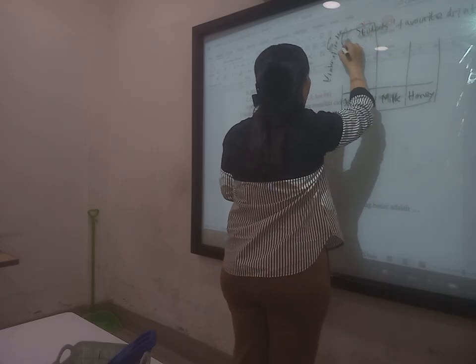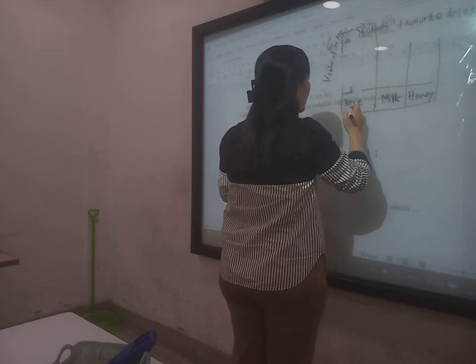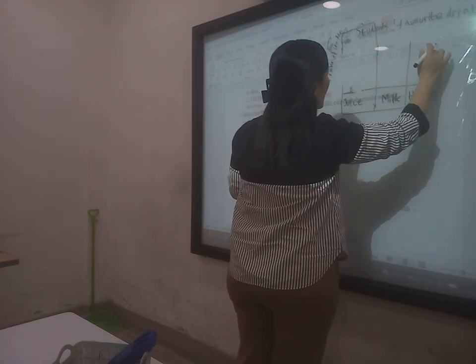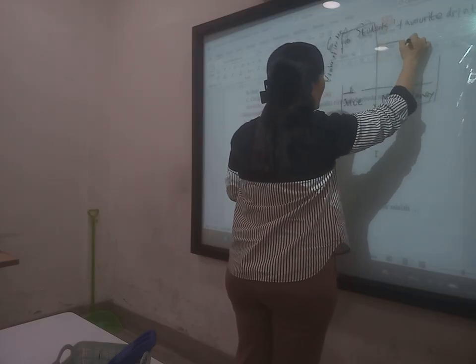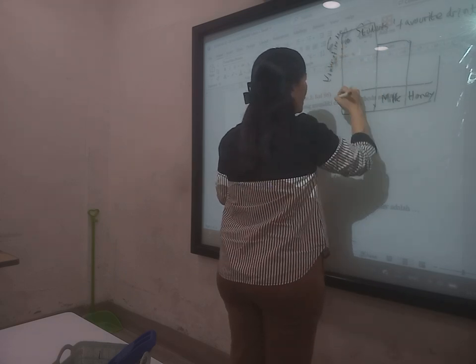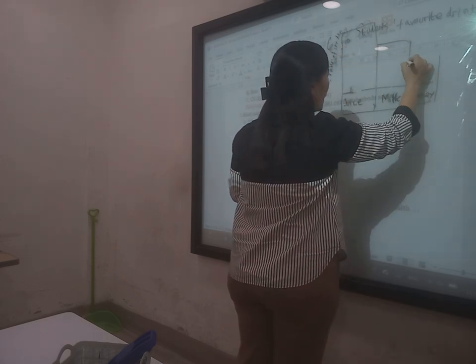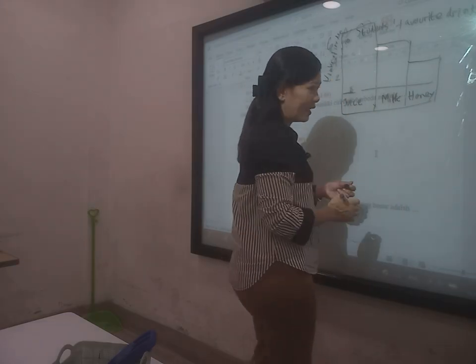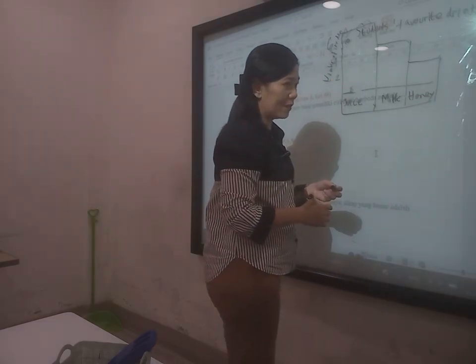Six students like juice. And here in this diagram, there are 4 students who like milk, and there are only, let's say, 2 students who like honey. So how do we collect the data?